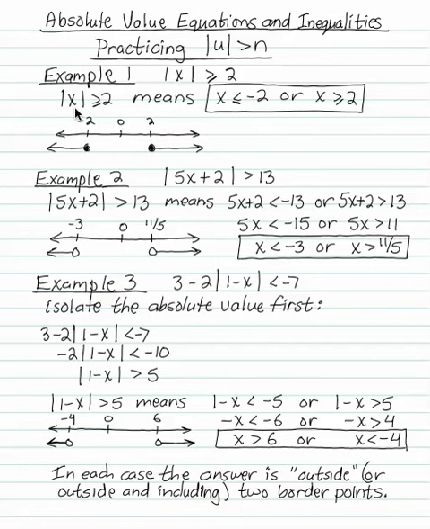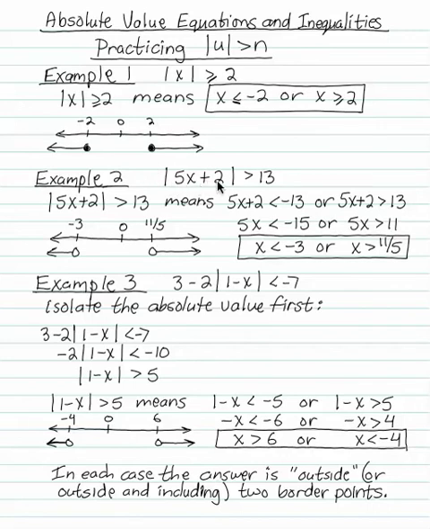So you have to remember that absolute value of x greater than or equal to 2 means outside. x is greater than or equal to 2, or quite the opposite, x is less than or equal to negative 2. The equal sign means I include these border points, but the answer has got to be outside two values.